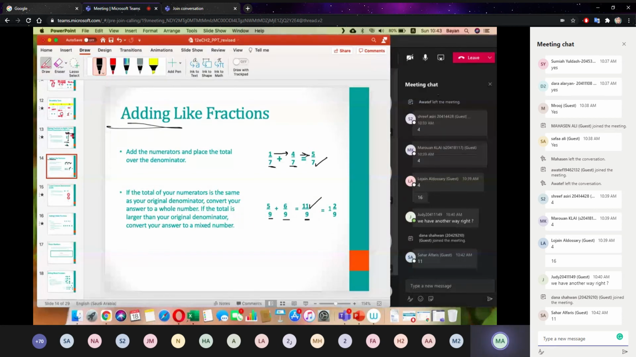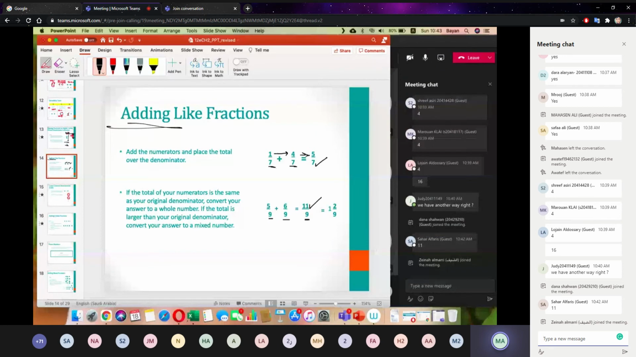Clear how we add like fractions? If you have the same denominator, just add the numerators. Clear?